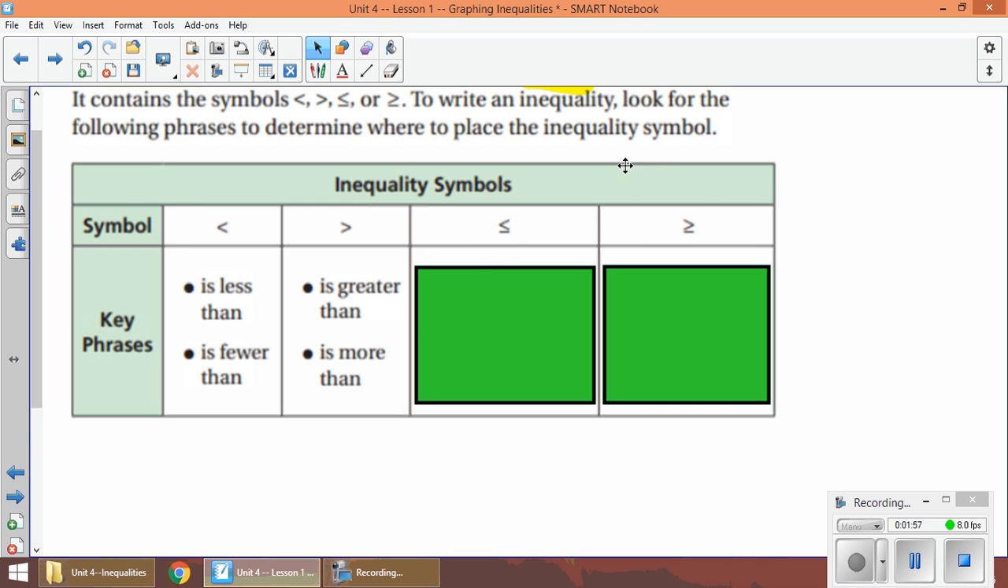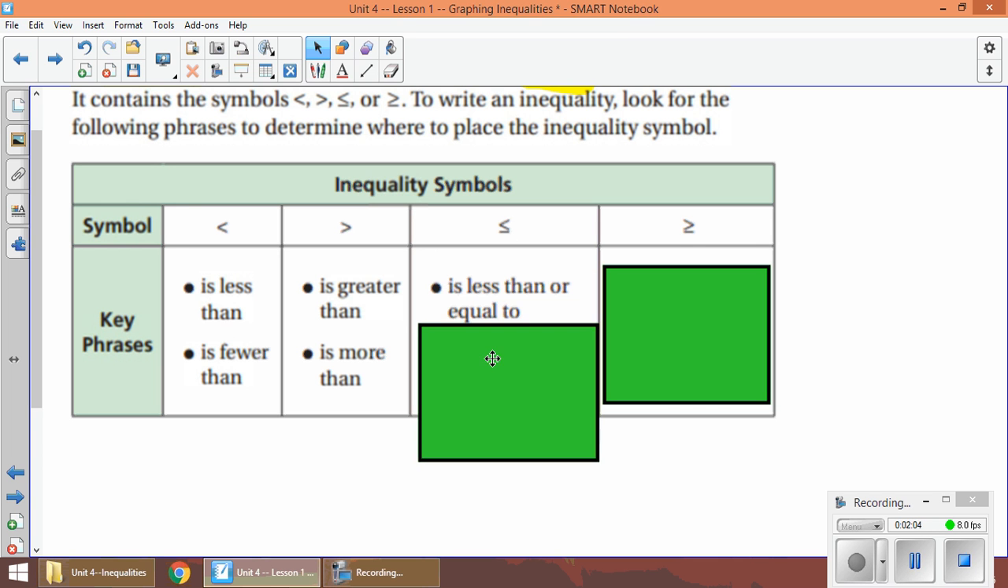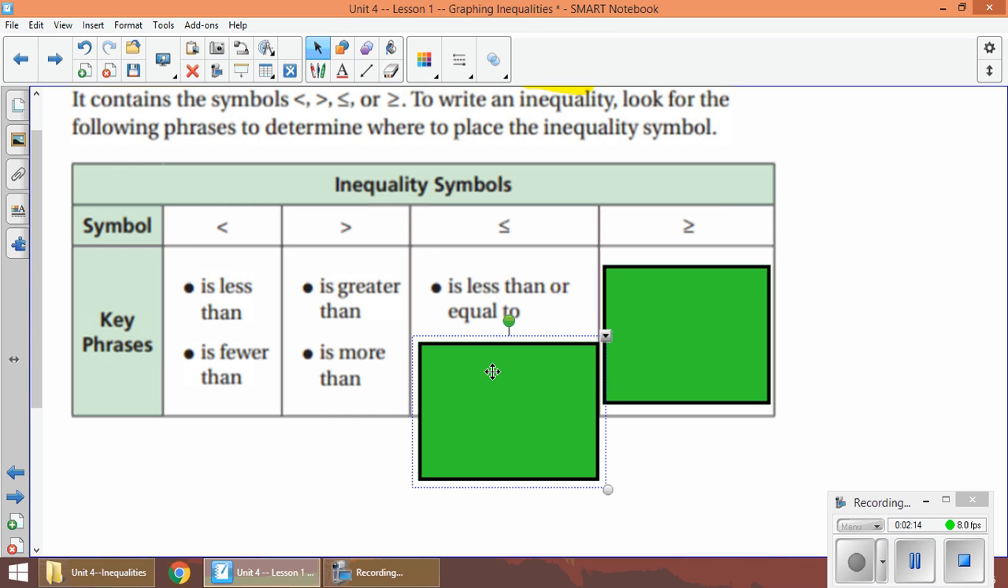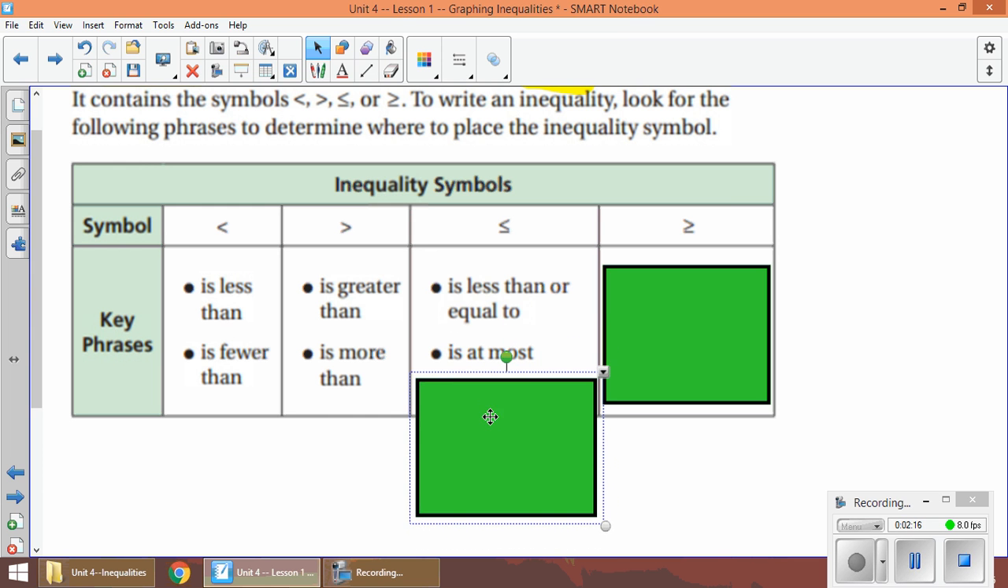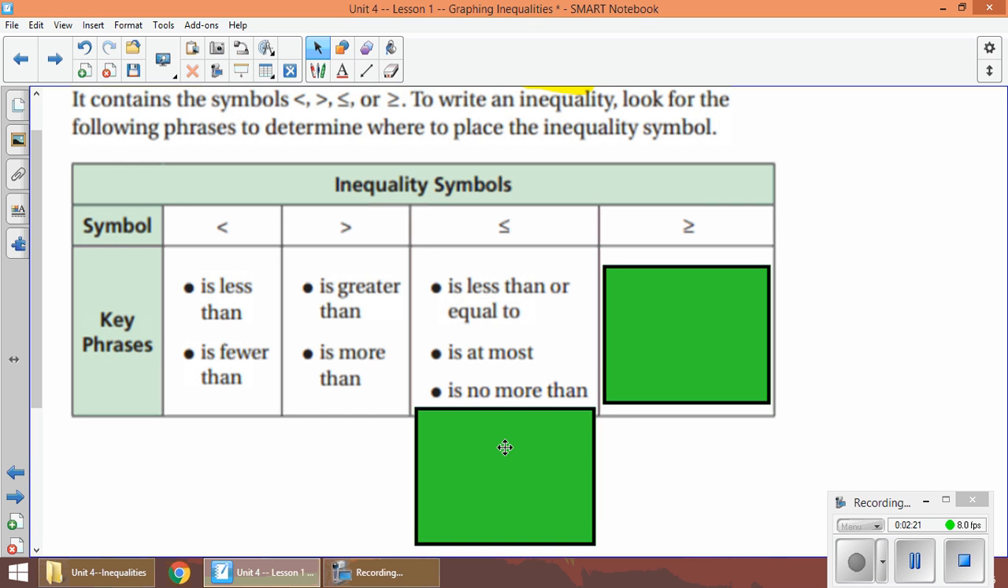Okay, and these two symbols are usually fairly new for 7th graders. This one is less than or equal to, and some phrases, the first one is less than or equal to, and one that's a little more involved is at most, or is no more than. All right, and we're going to practice these in a little bit. So if you're sitting there like, what the heck does this mean and how do I use this? We'll practice these plenty of times.